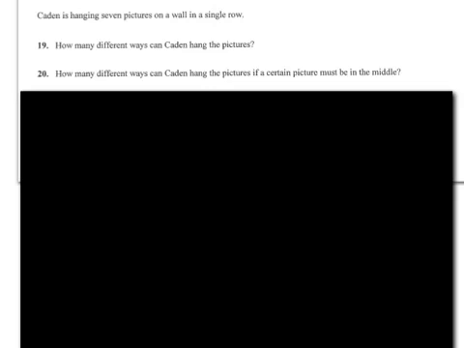Okay, number 19 and 20. Caden is hanging 7 pictures on a wall in a single row. How many different ways can Caden hang the pictures?